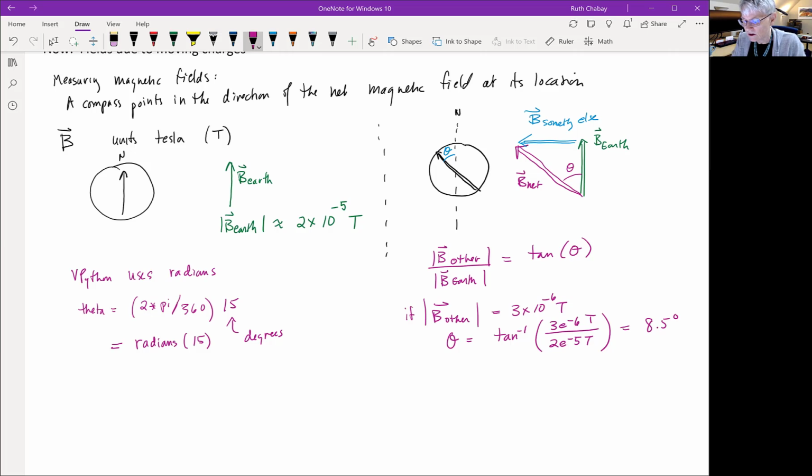And in Python, the arctangent is called atan. So if you want to do it in VPython.